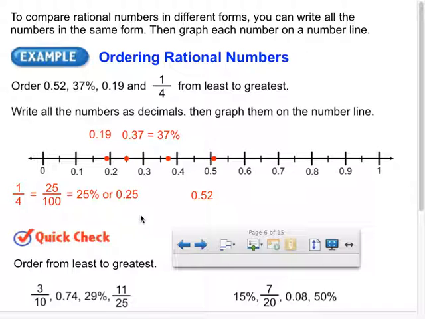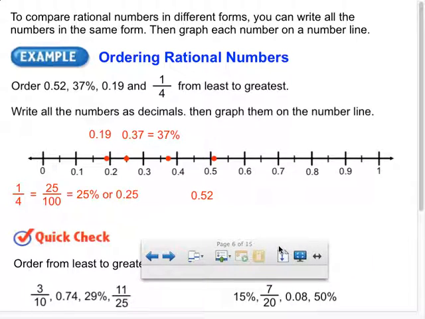On the number line. Do you guys see where I graphed on the number line? Now we have the order. And here's my answer. So my first point was 19 hundredths. The next point was 25 hundredths, or 1/4. The next point was 37%, or 37 hundredths. And then the last one was 52 hundredths. Okay, any questions about those?